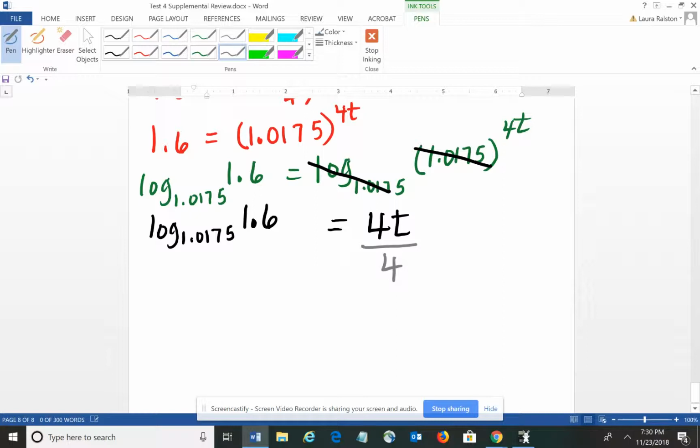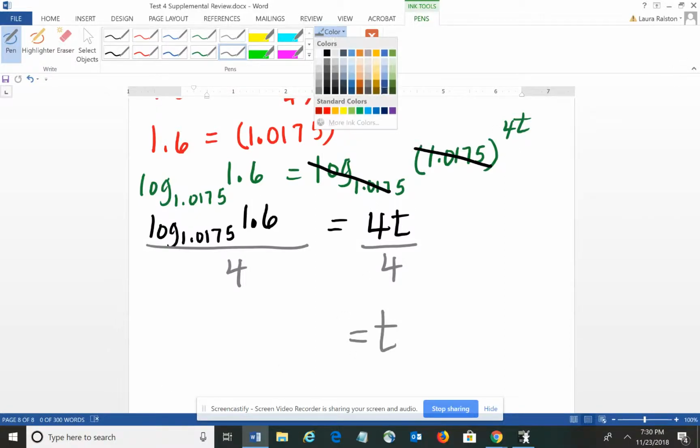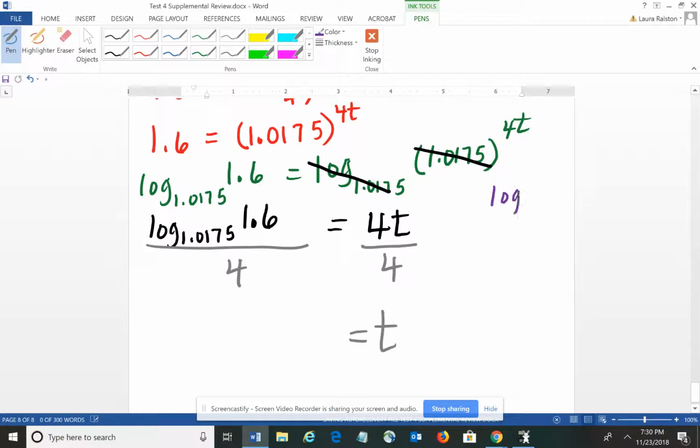and I'm going to have to do some calculator work. Okay, so I have t equals. Now to deal with this piece in the numerator, that log, I'm going to use the change of base formula. So off to the side, I'm going to do the change of base. So I'd have log of 1.6 divided by the log of 1.0175. So let's see what we get.